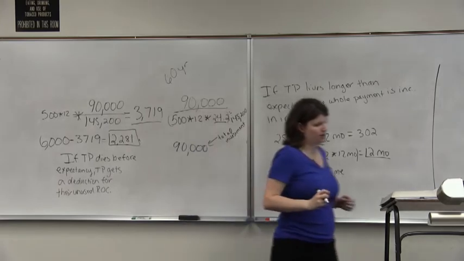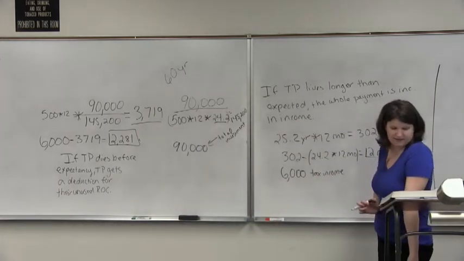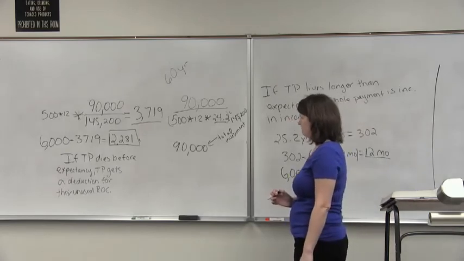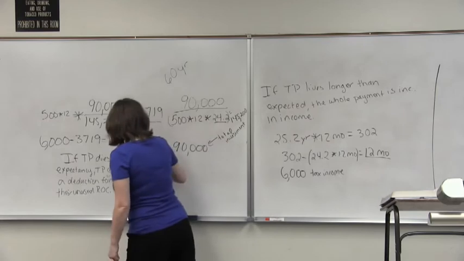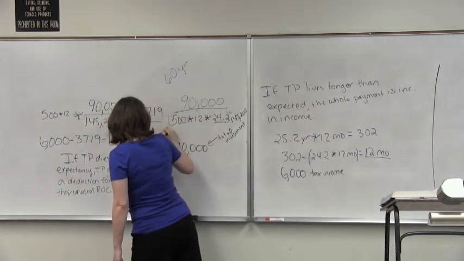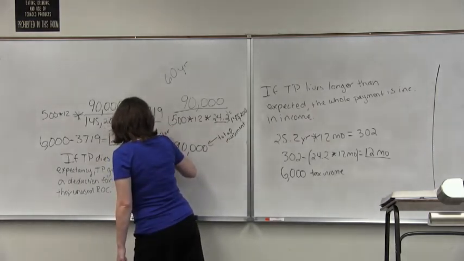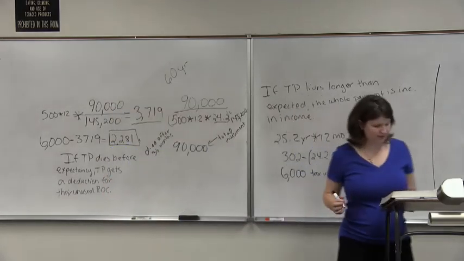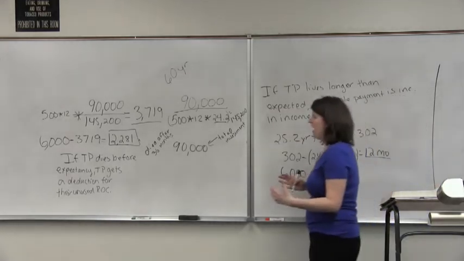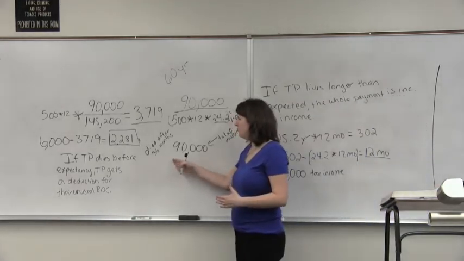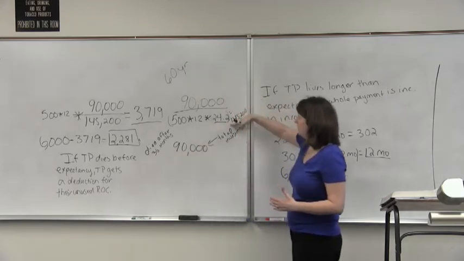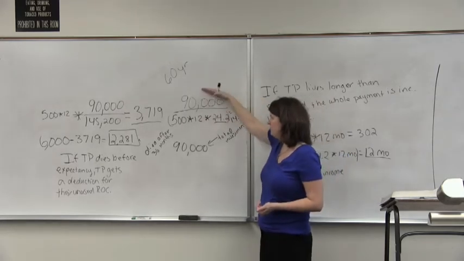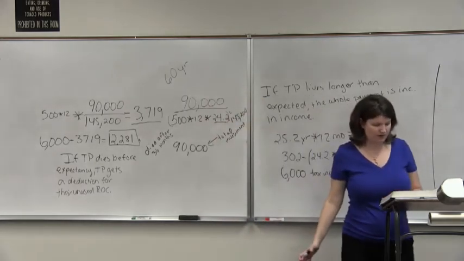In the problem, on example 40, it says the taxpayer died after 36 months. So the taxpayer died after 36 months, so she received 36 payments. So this was her total investment. Now we have to determine how much of her previous return on capital she used. So how much did she previously get to use with her investment?